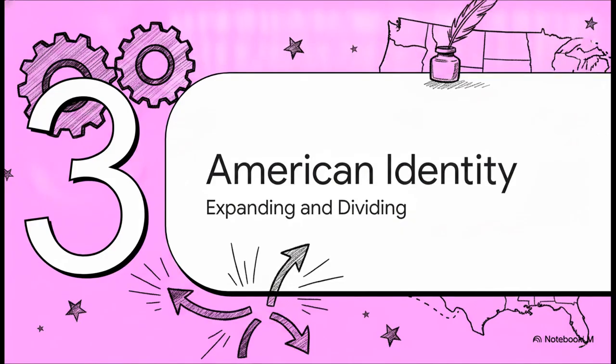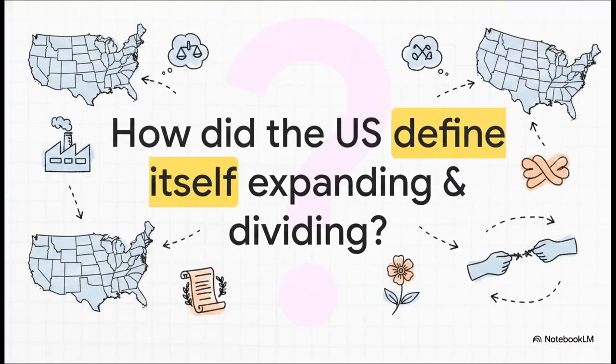Section 3. Forging an American identity, expanding and dividing. Now let's fast forward slightly to Unit 3. Think about this. How did the United States define itself while expanding and dividing? This essential question is going to anchor your thinking for 4 whole weeks. You'll study how rapid territorial growth sparked these incredible reform movements, but simultaneously caused massive social and political friction. I mean, how do you hold a country together when it's growing at warp speed and everyone has completely different ideas of what it should even be?